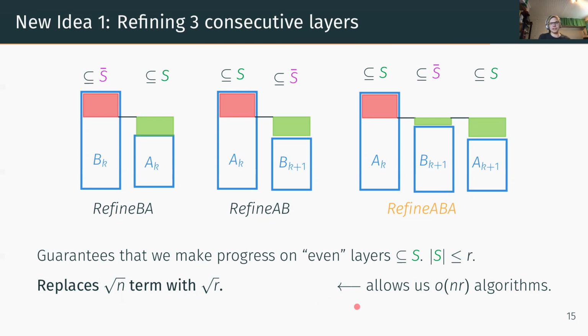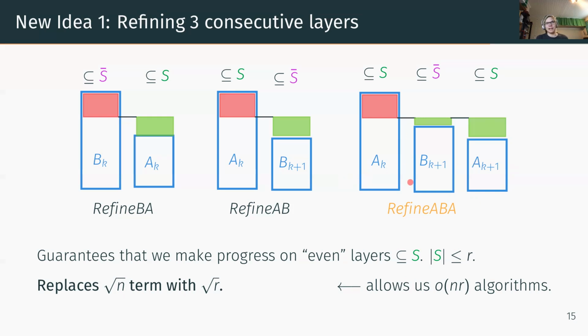This is what allows us to, in the end, get this sub NR algorithm, both for the approximate and exact case. So this is an important idea. One thing to ask is, maybe the previous algorithm just refining in 2 layers is still good enough and actually you can show the same bounds for it. But it turns out this is not the case. You actually need these 3 layers refines.